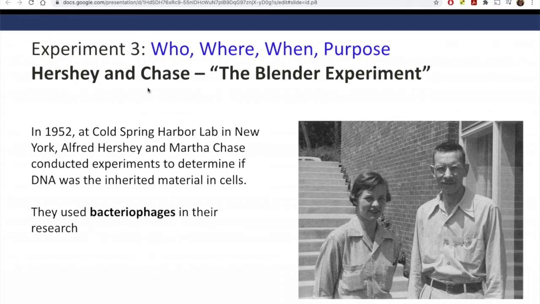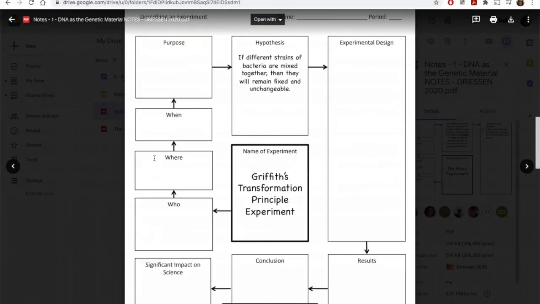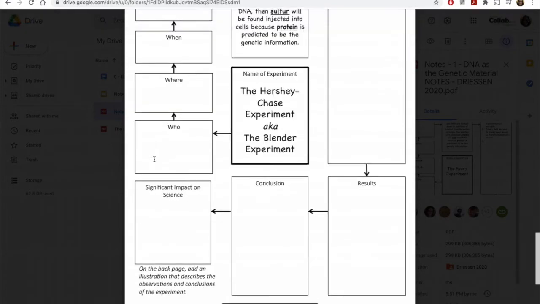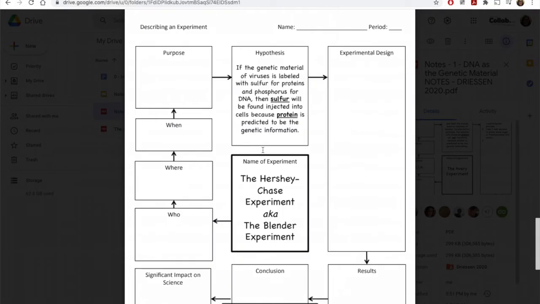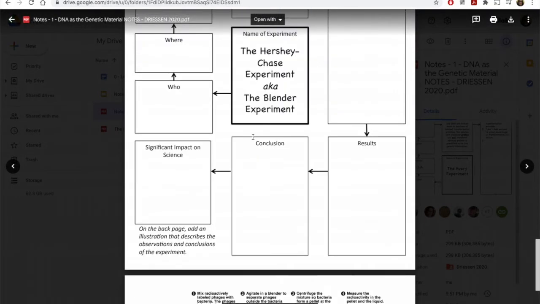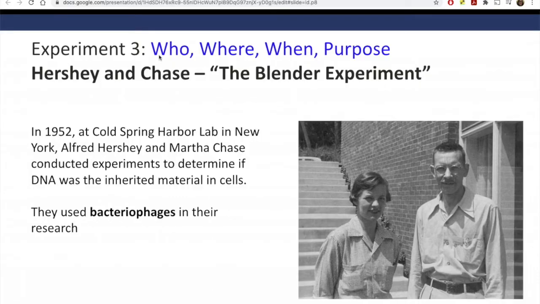All right, so this set of notes will be the last 2 pages of your notes. You'll see that we are working on the Hershey-Chase experiment, or the blender experiment, which is the last of the 3 experiments that you'll be learning about in this history notes. So experiment 3, the who, where, when, and purpose.